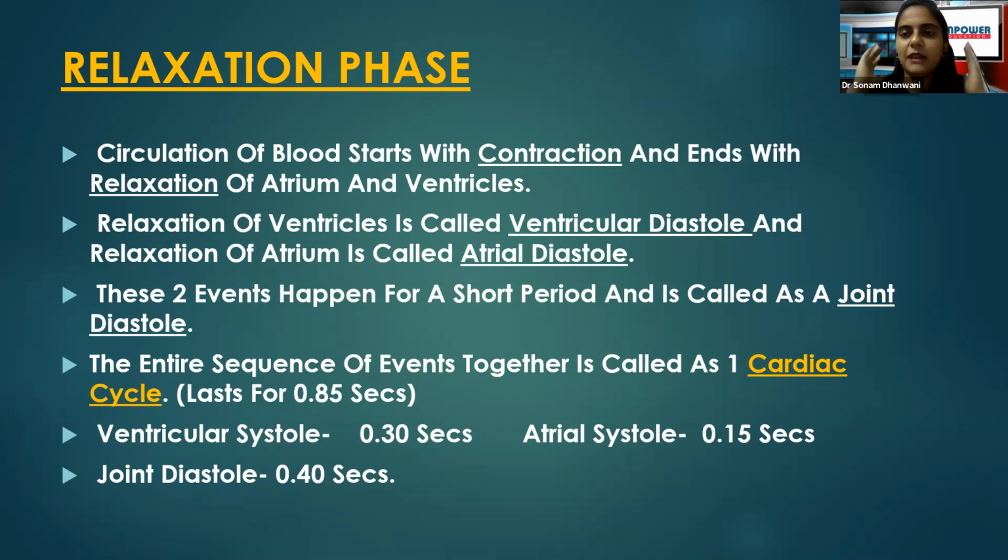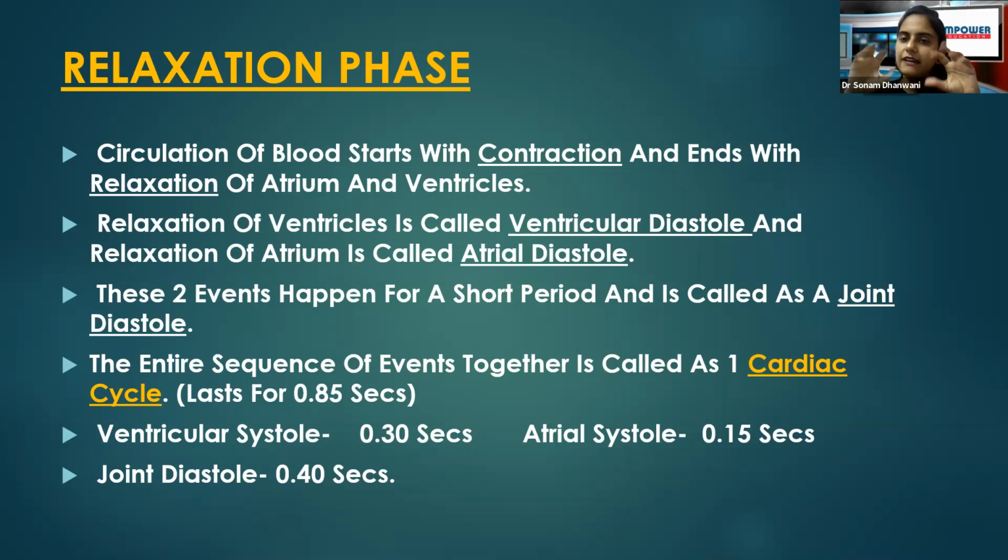अब ये पूरा जो cycle हुआ है, that happens in 0.85 seconds. Just imagine. So much we have been discussing from past 15 minutes, and all this happens in it doesn't even take 1 second. Just imagine, it happens in 0.85 seconds. Okay. So now 0.85 seconds is the duration of the complete cardiac cycle. ठीक है, ये चारों events का मिला के इतना duration है. Now the breakup is ventricular systole takes 0.30 seconds, atrial systole takes 0.15 seconds, and the joint diastole takes about 0.4 seconds. Okay, are we clear with this?